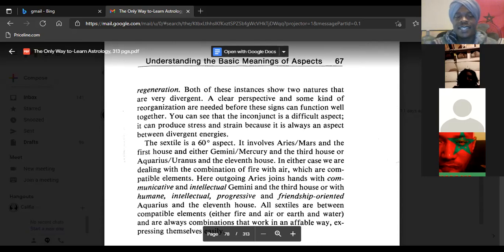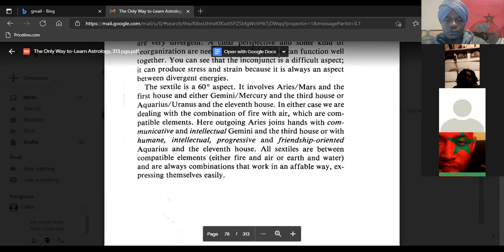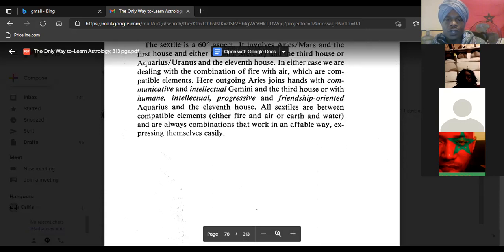The sextile is a 60-degree aspect. It involves Aries, Mars, and the first house, and either Gemini, Mercury, and the third house, or Aquarius, Uranus, and the 11th house. In either case, we are dealing with a combination of fire with air, which are compatible elements. Here, outgoing Aries joins hands with communicative and intellectual Gemini in the third house, or with humane, intellectual, progress- and friendship-orientated Aquarius in the 11th house. All sextiles are between compatible elements, either fire and air or earth and water, and are always combinations that work in an affable way, expressing themselves easily.